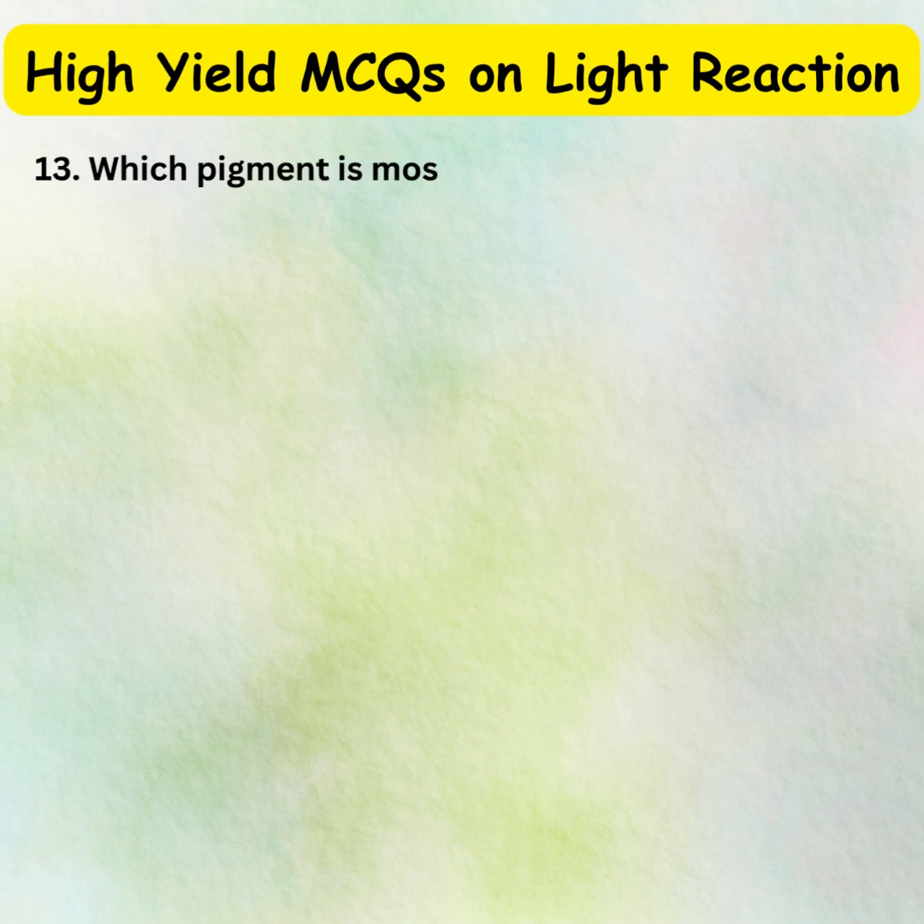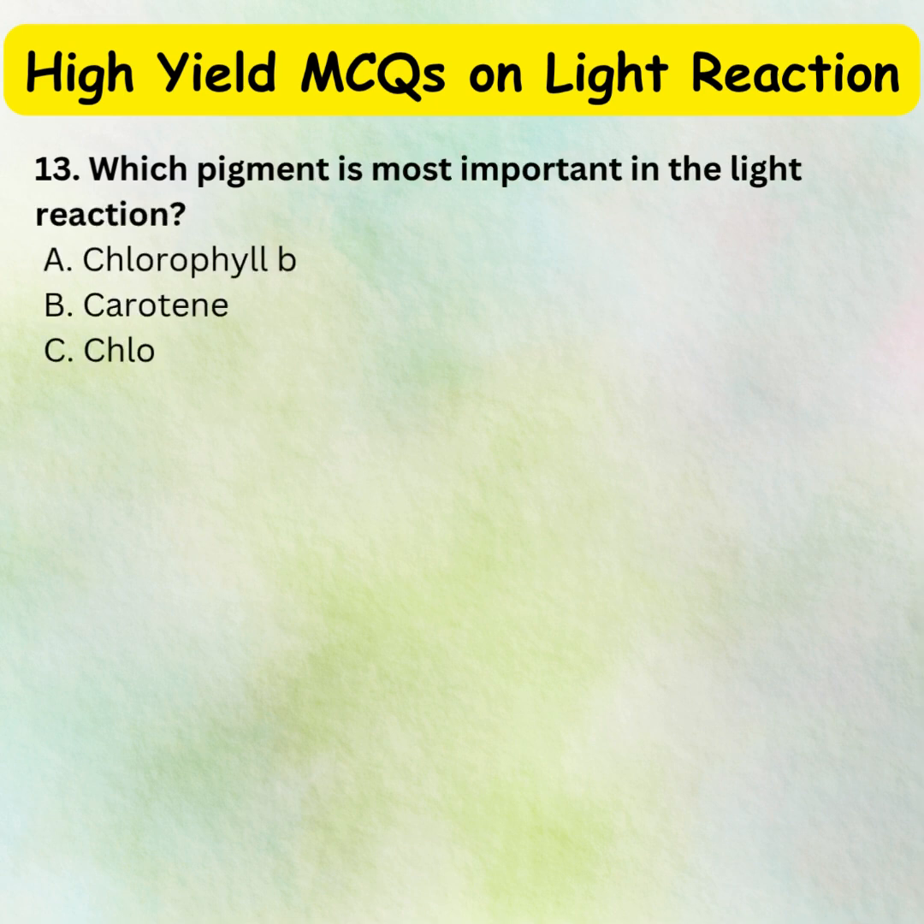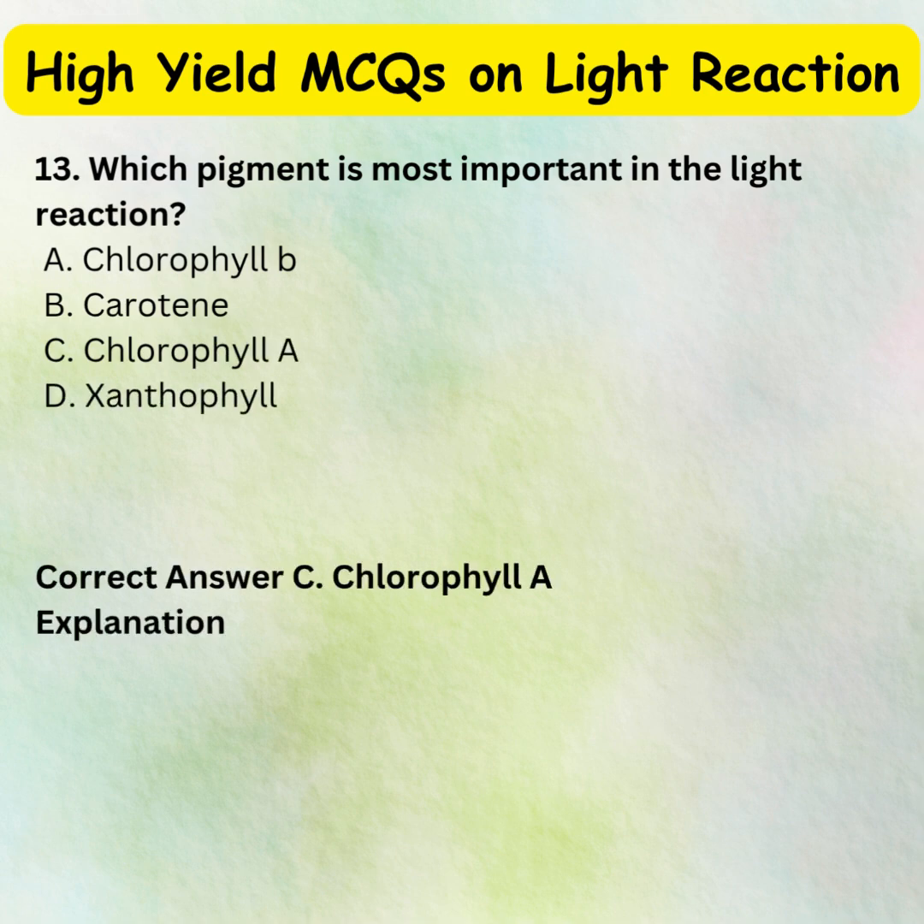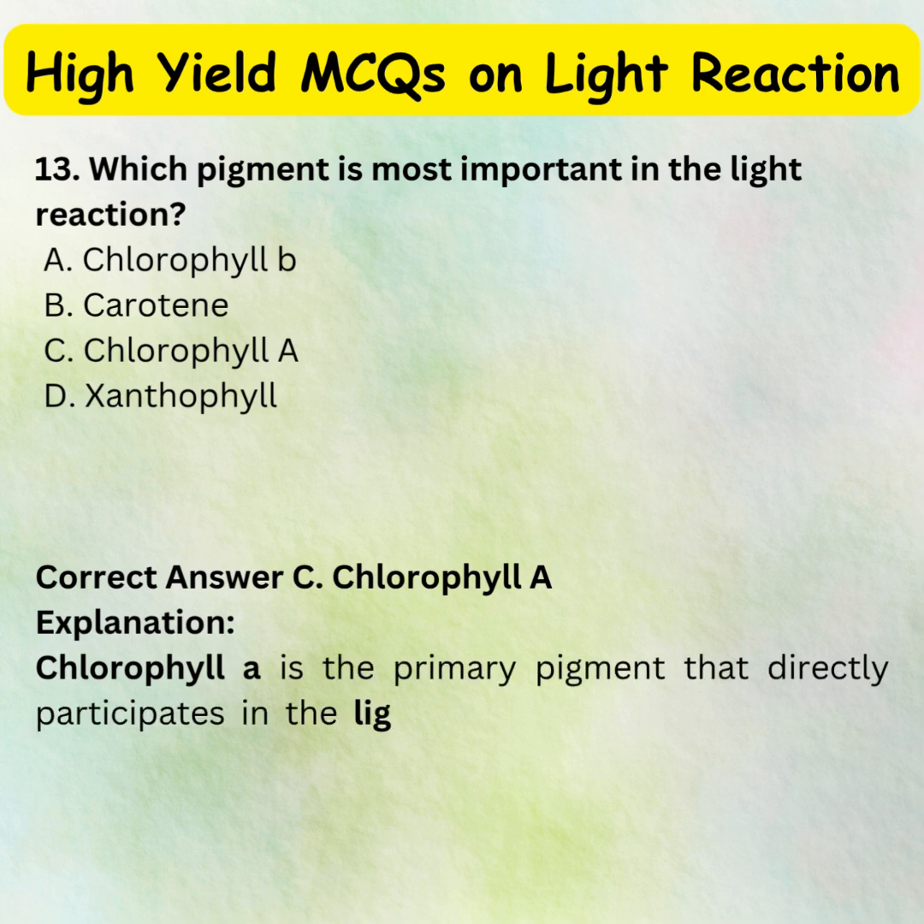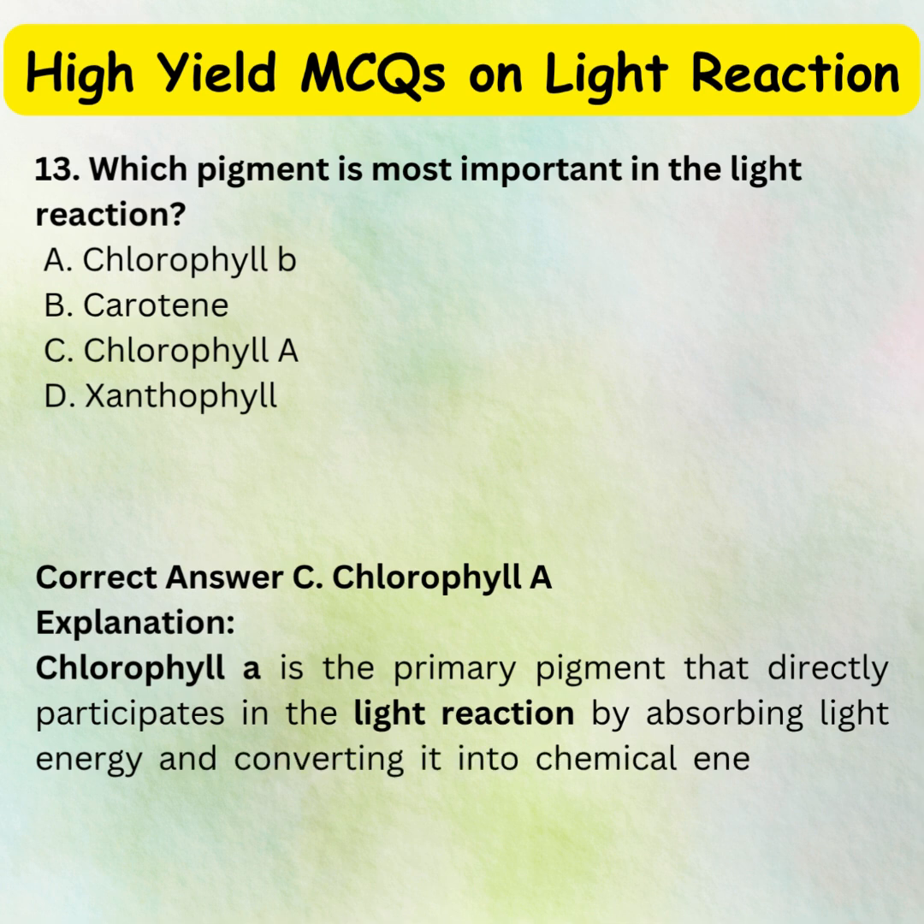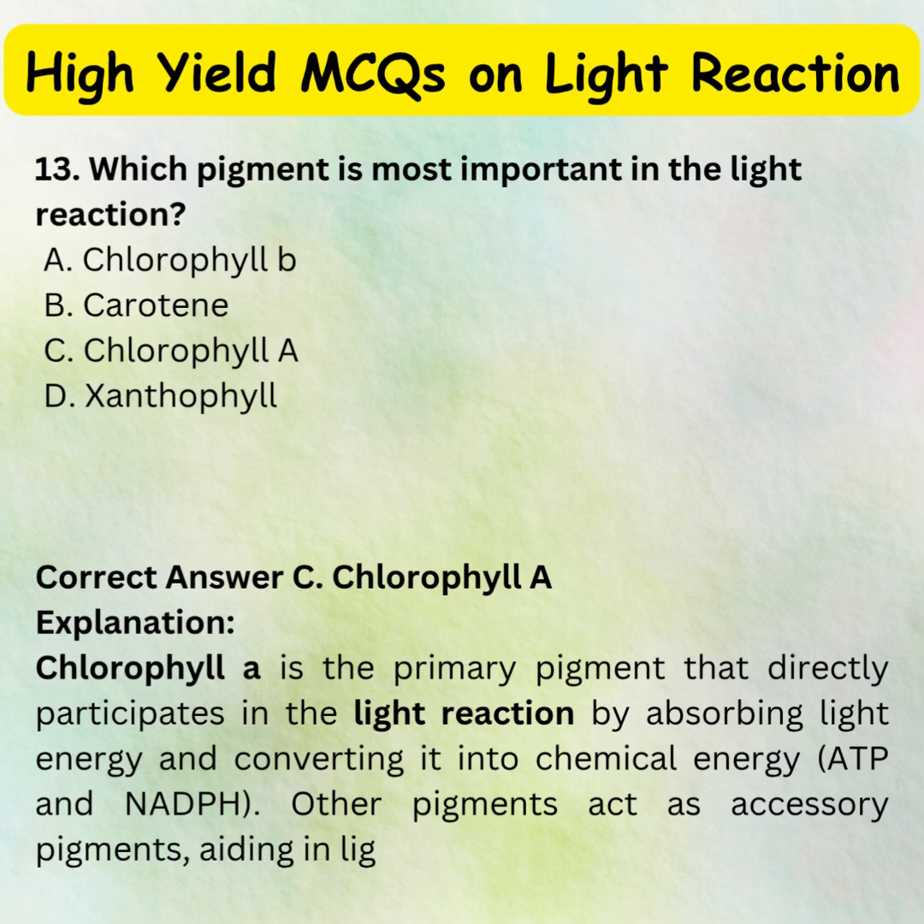Question 13. Which pigment is most important in the light reaction? A. Chlorophyll b, B. Carotene, C. Chlorophyll a, D. Xanthophyll. Correct answer is option C, chlorophyll a. Chlorophyll a is the primary pigment that directly participates in the light reaction by absorbing light energy and converting it into chemical energy, ATP and NADPH. Other pigments act as accessory pigments, aiding in light absorption.